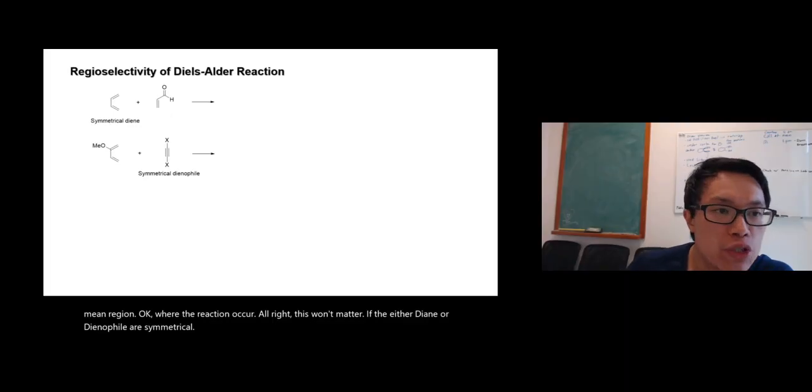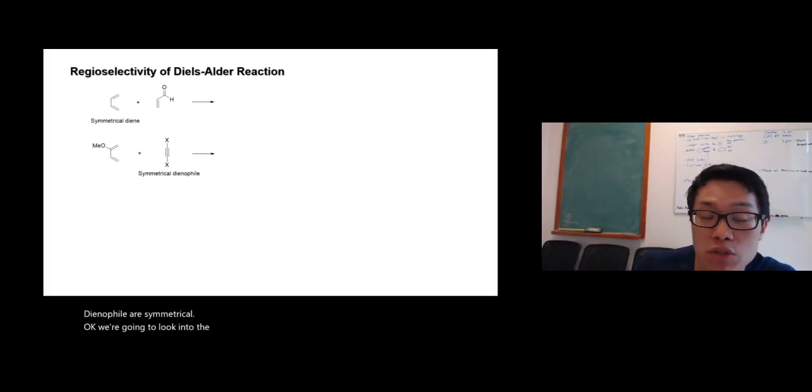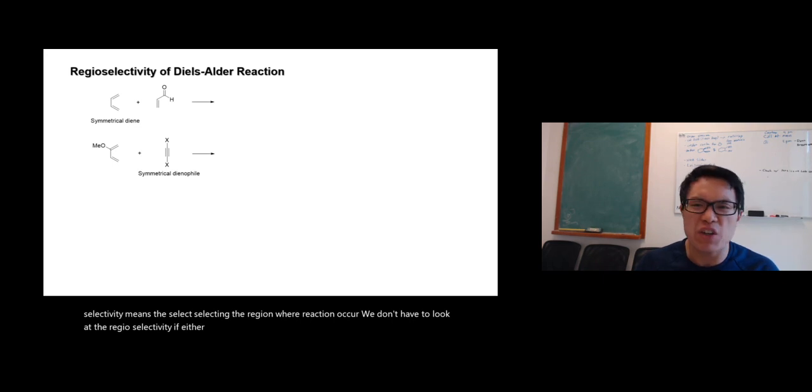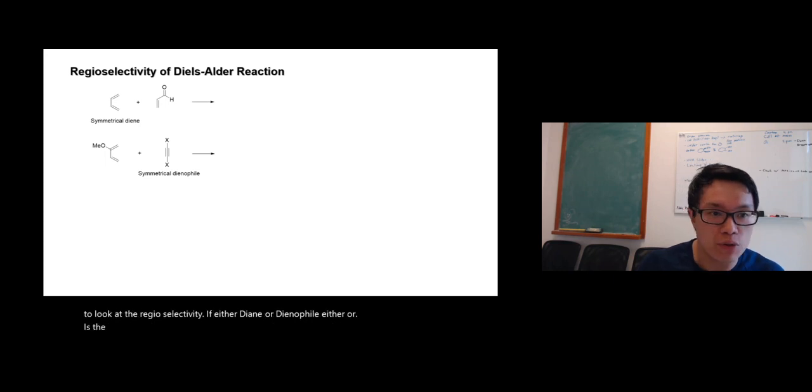Okay, we're going to look into the regioselectivity of a Diels-Alder reaction, and regioselectivity means selecting the region where the reaction occurs. We don't have to look at the regioselectivity if either the diene or the dienophile is symmetrical.